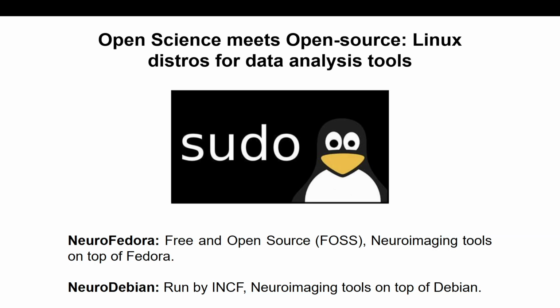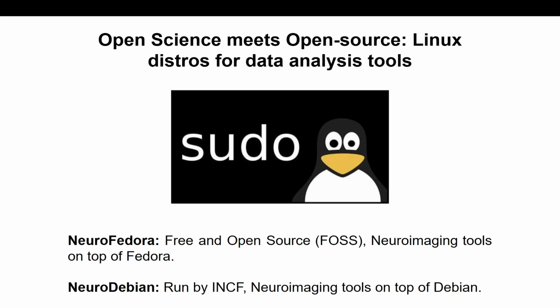The other example is NeuroDebian. This is run by INCF. This is the group led by Porre Gleason and colleagues. And this is where they have a Debian distro of Linux, and they have these neuroimaging tools in Debian. So you have Fedora and Debian. You can choose between the two distros, and you can run these neuroimaging tools in these environments. And that makes it easier, I think, for neuroscientists to work with these packages.